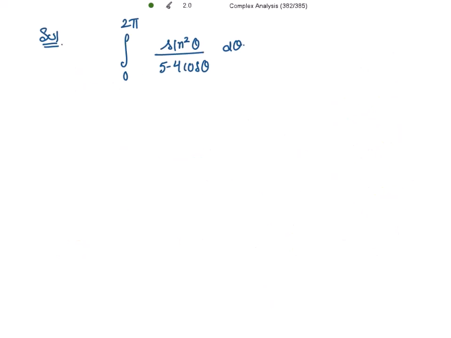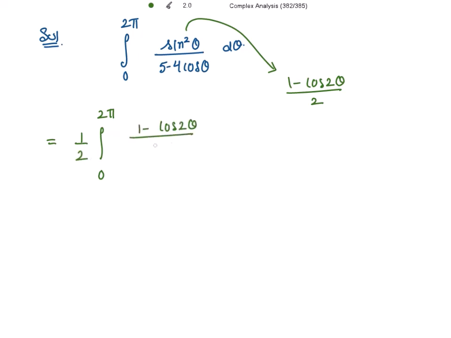So for this integral, we can change sine square theta to be equal to 1 minus cosine of 2 theta divided by 2, right? So that we can have our integrand in cosine. So writing here 1 minus cosine of 2 theta divided by 5 minus 4 cos of theta d theta.